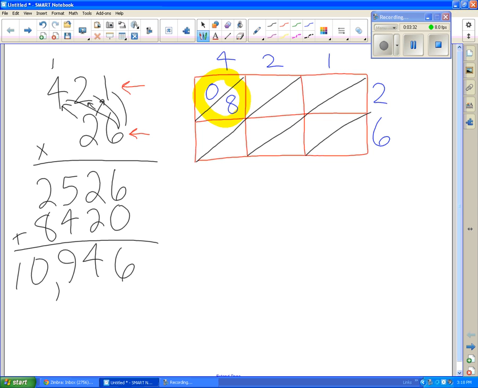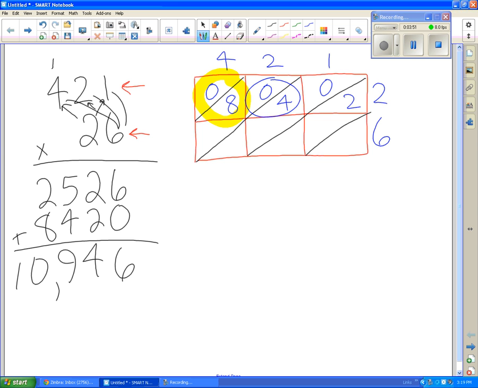Then I move to my next box right here. I have 2 times 2 is 4, so that product goes in as 0, 4. And then my last box here, 1 times 2, which is 2, so it's 0, 2. Now I'm going to go down to the next row.